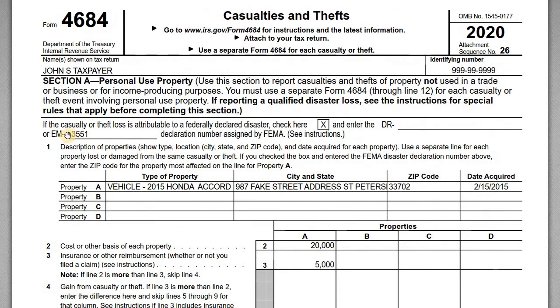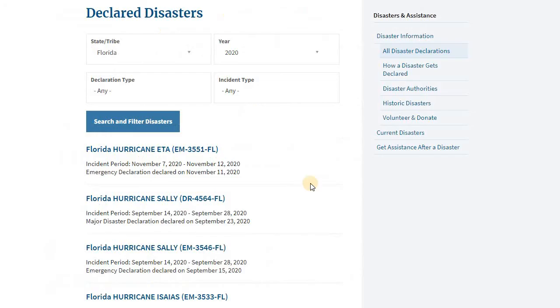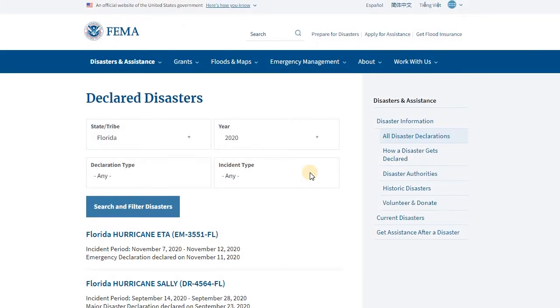At the top here, the first thing that he needs to do is look up what the federally declared disaster was, right? So check here. And then you can go to the FEMA website and actually look up the disaster and get the EM or the DR, the declaration number. So if we go to the FEMA website here, there's a link to this page within the form instructions. If you're looking at the form instructions, there's a nice little hyperlink that goes right here.